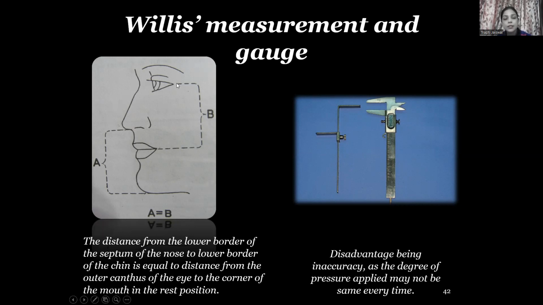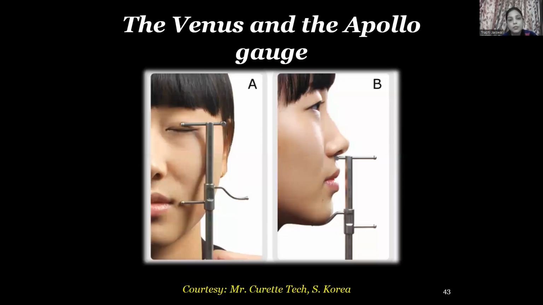See, this will calculate the distance between the lower border of the septum of the nose to the lower border of the chin. This is calculated distance A, and the distance from the outer canthus of the eye to the angle of the mouth is calculated distance B. So this facial measurement can be used as a guide in determining the vertical dimension of occlusion. Other types of gauges are the Boley gauge and the Apollo gauge.